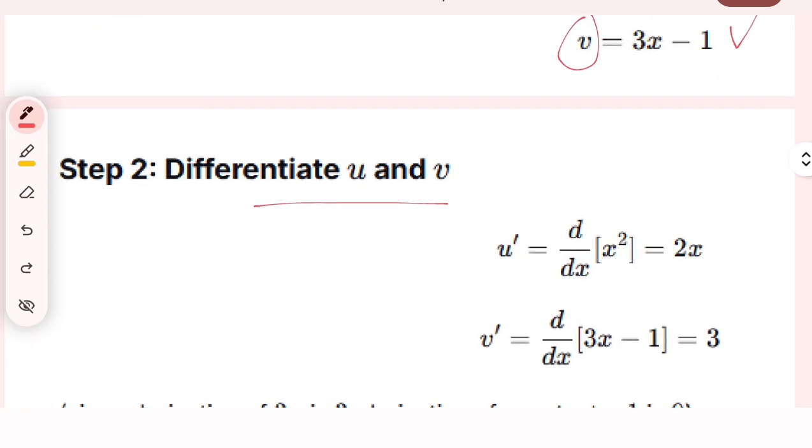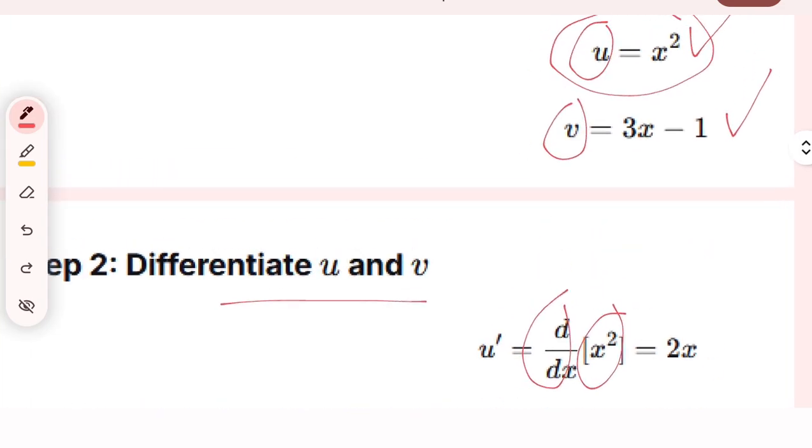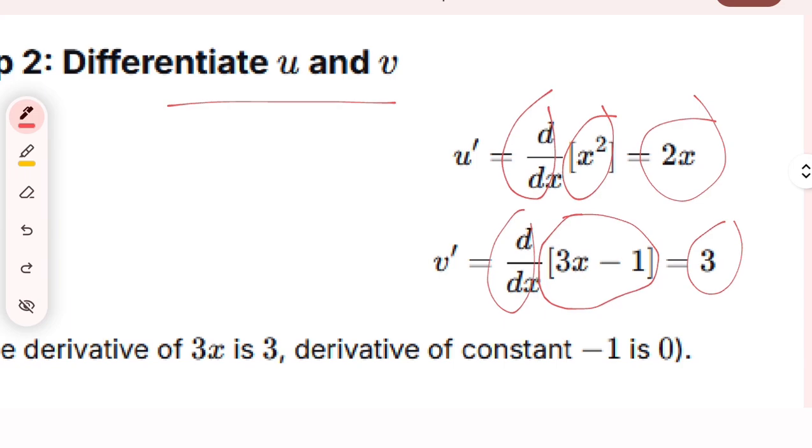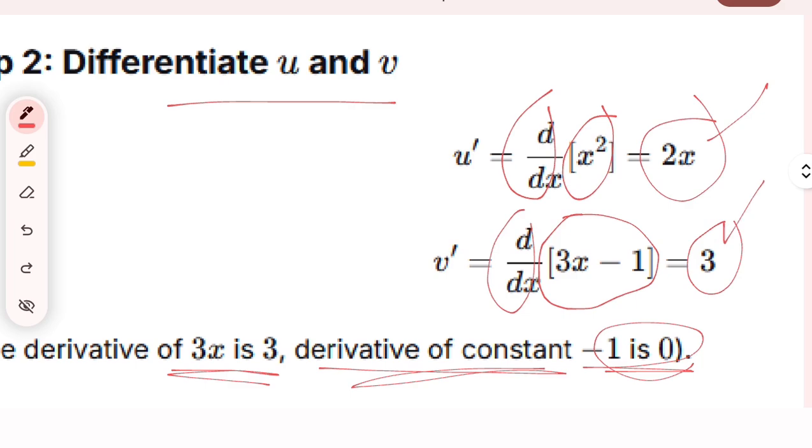Let's start with the numerator. Remember, u is x squared, so the derivative of x squared is 2x. And what is the derivative of the denominator? The derivative of 3x is 3, because the derivative of the constant 1 is 0. So what is left is only the derivative of 3x, which is 3. We now have the derivative of the numerator and the derivative of the denominator.